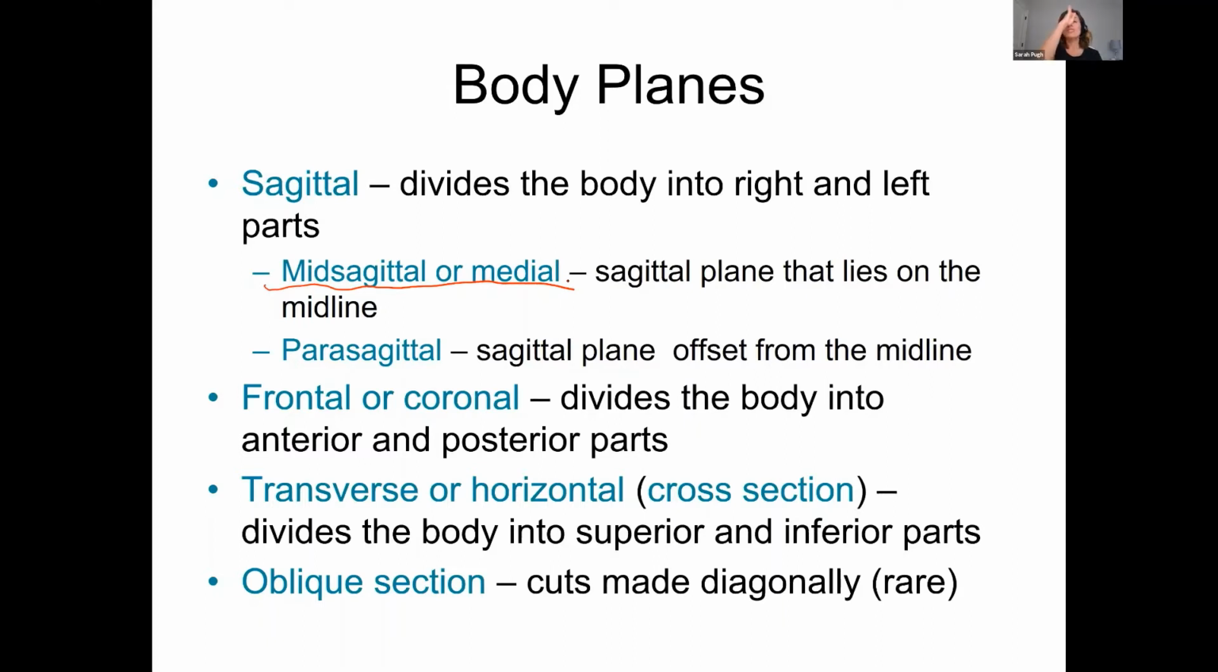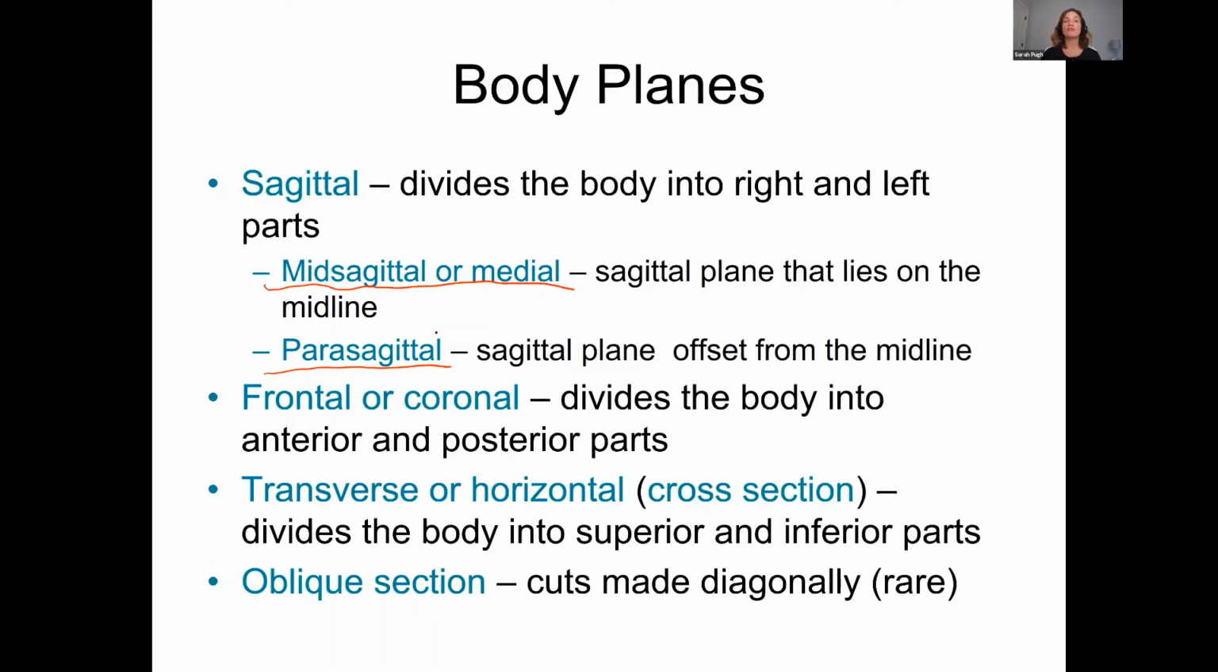If you do it just off to the side, say you cut your face down through your eye into a right and a left half, it's not exactly equal right and left halves, but it's still right and left halves. We call that parasagittal. It's just offset from the midline.